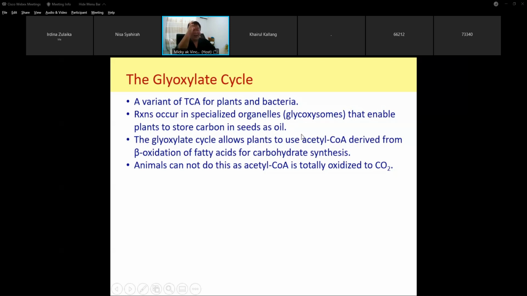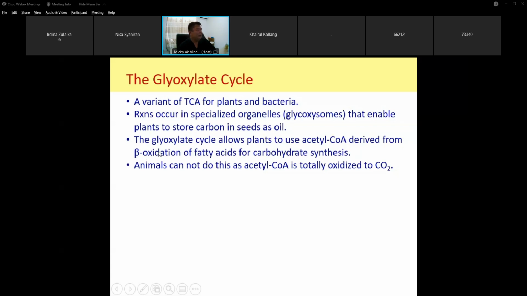glyoxysome. Kalau Krebs cycle tadi berlaku dari mana? Krebs cycle happens in the mitochondria. But the glyoxylate cycle doesn't happen in the mitochondria. It happens in the glyoxysome. So this enables the plant to store carbon in seed as oil. Jadi kita akan tengok nanti lah.